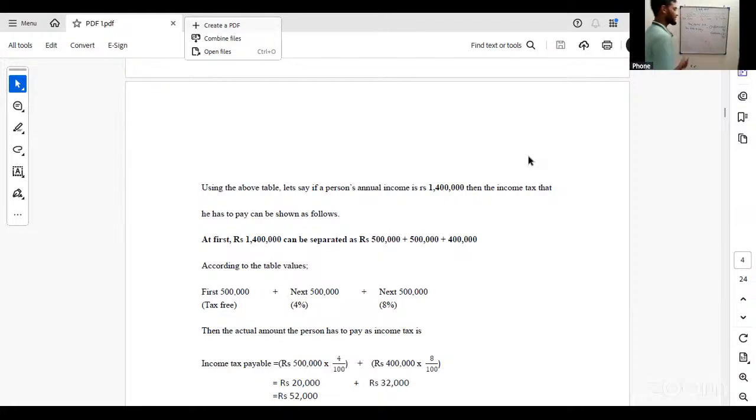Now we have to simplify this. So 500,000 into 4% we can get as 20,000, plus 400,000 into 8%, in this one he has to pay 32,000, plus 0. This one he doesn't have to pay. So what's the total tax that he has to pay? 20,000 plus 32,000, which is 52,000 rupees he has to pay as income tax.